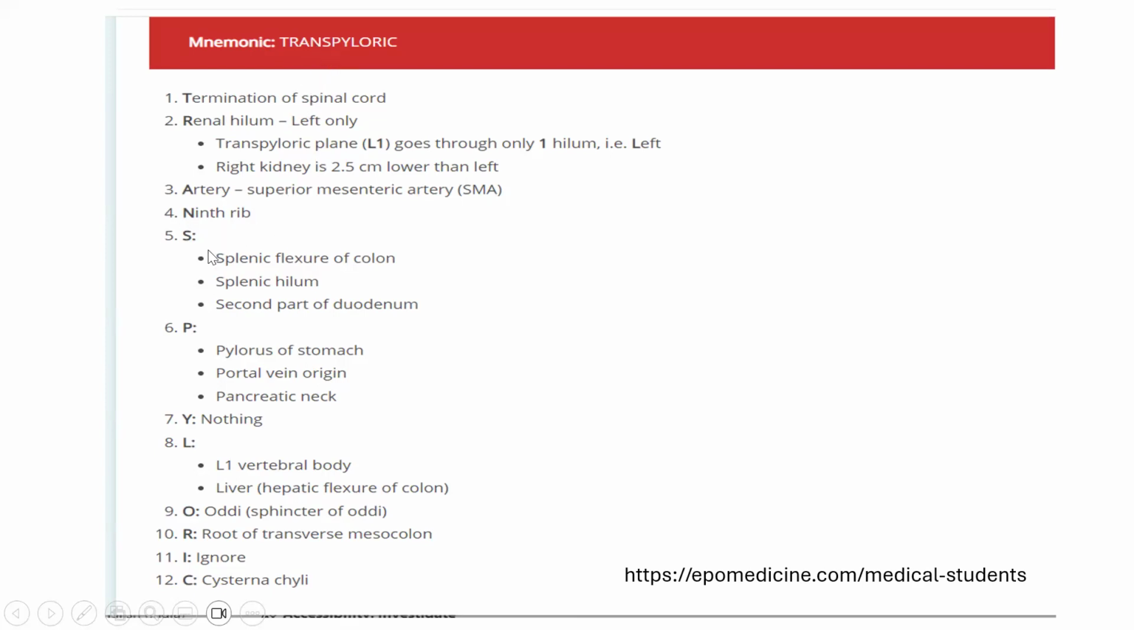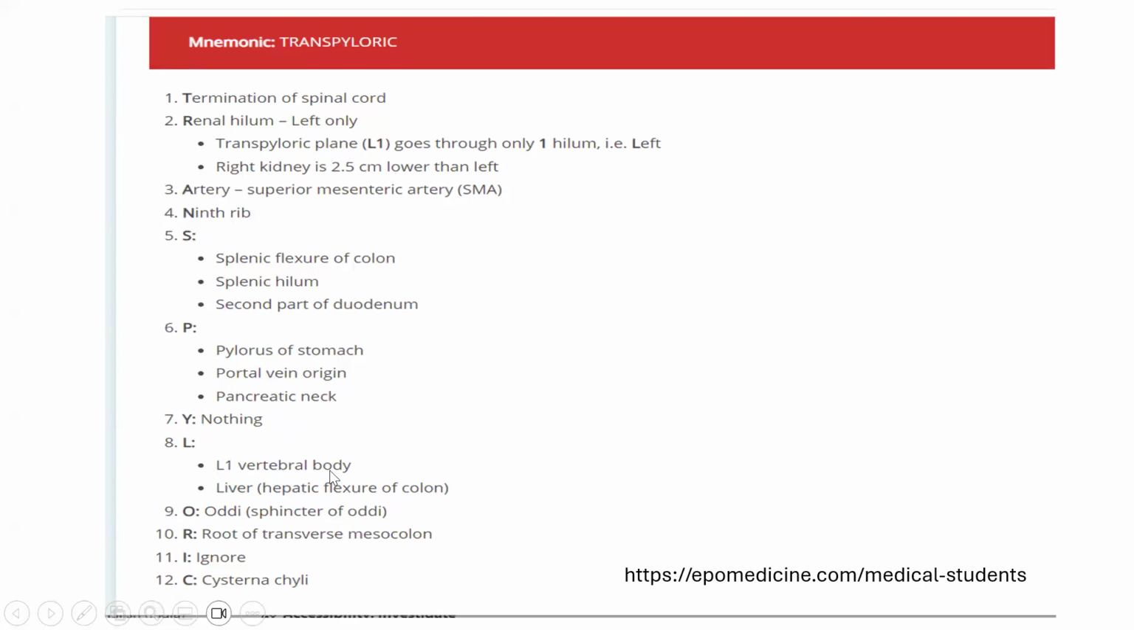Then comes S. There are three structures: splenic flexure of colon, splenic hilum, and second part of duodenum. Then comes P. P is pylorus of stomach, portal vein origin, and pancreatic neck. Y stands for nothing, right? There is nothing for Y.